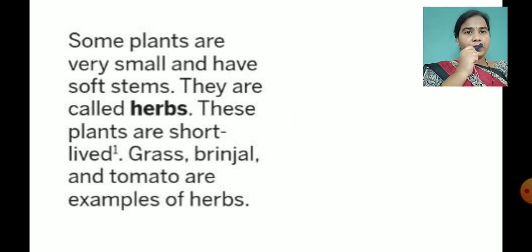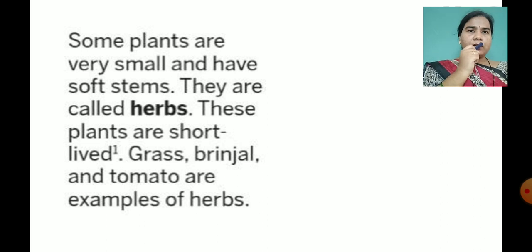Some plants are very small and have soft stems. They are called herbs. These plants are short-lived. Grass, brinjal and tomato are examples of herbs. So children, what is meant by stem? Stem means the part of the plant that grows above the ground. In the next part of the video, we will see the parts of the plant. There we will see stem in detail with pictures.